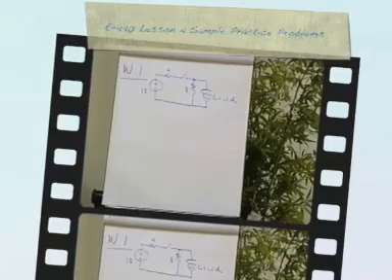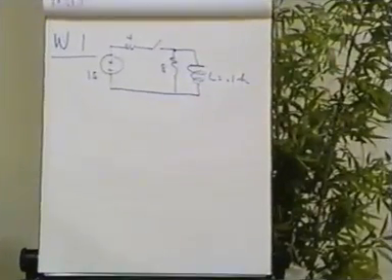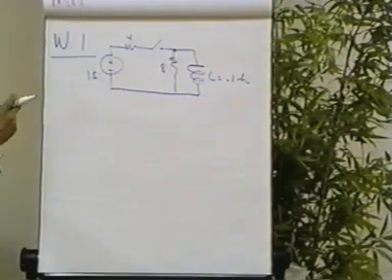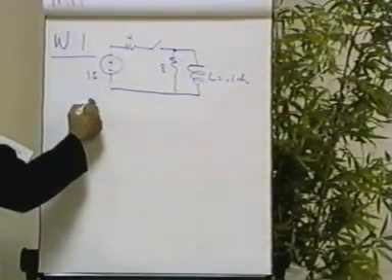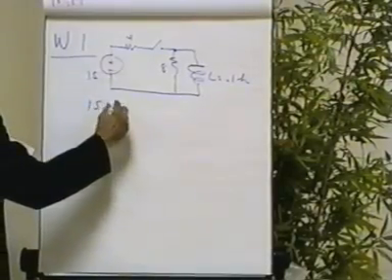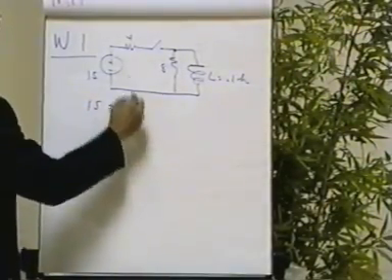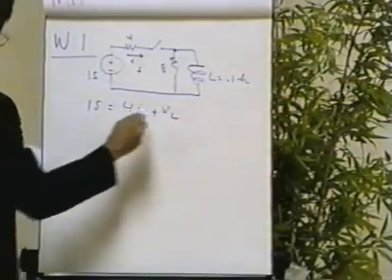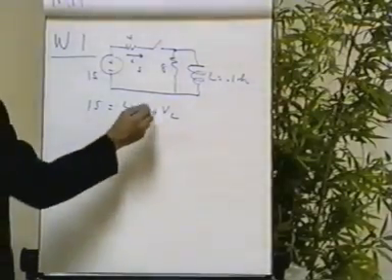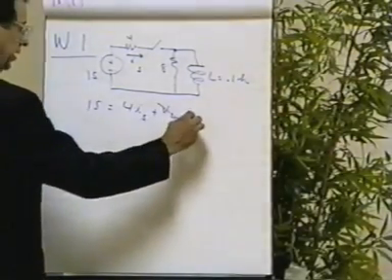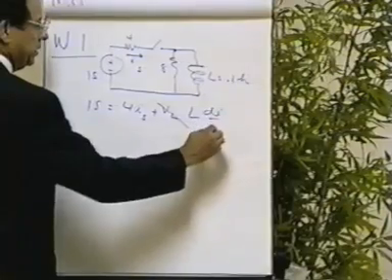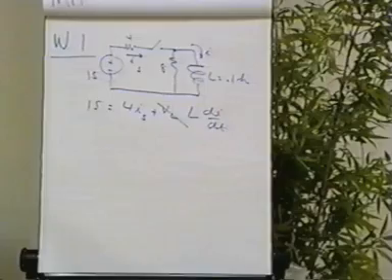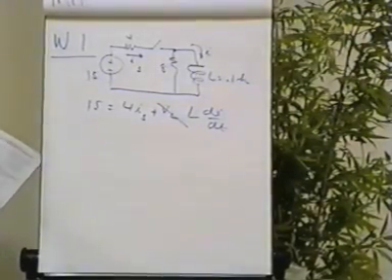Warm-up problem number 1. With the switch closed, the Kirchhoff's voltage law equation says that 15 volts is equal to 4 times the current from the source, call this I sub S, plus the voltage drop across the inductor. But a voltage drop across the inductor is the same as L di dt, where I would be the current through the inductor, and that's what we're trying to find, the value of the current at steady state.